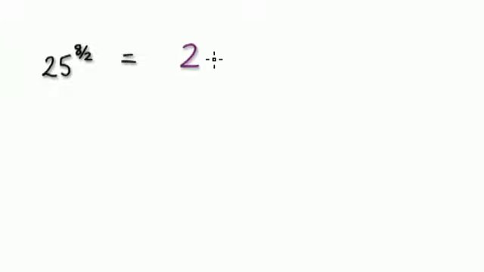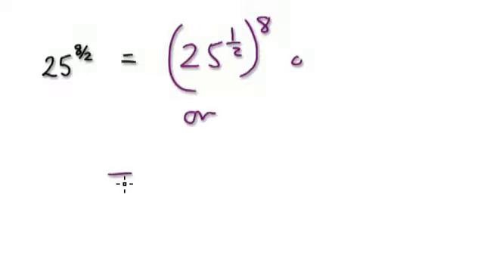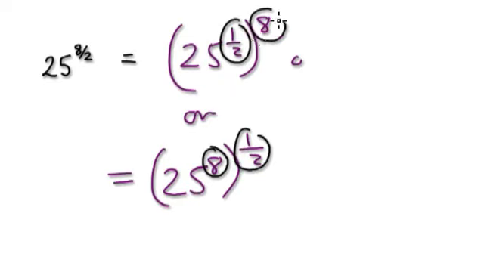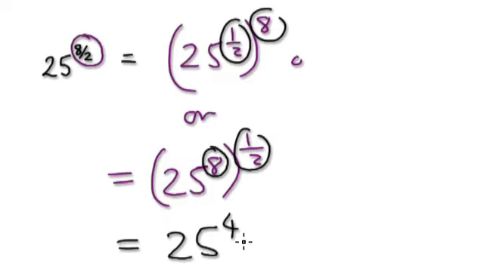It's really up to you how you want to visualize this. You could visualize it as 25 to the power of a half, and then power to 8. Or you could visualize it as 25 to the power of 8, and then square root, because here you're going to get this times this anyway. Or another way of visualizing it is 25, well, 8 divided by 2 is 4, so you could just visualize it like this. Anyway, it's up to you.